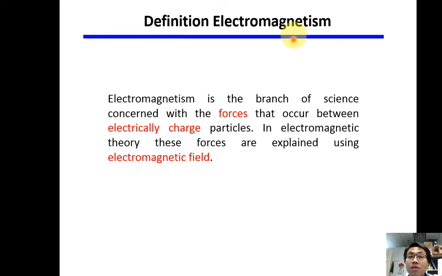So, the definition of electromagnetism. Electromagnetism is a branch of science that concerns the forces that occur between electrically charged particles. So when we talk about electromagnetism, it is actually a science. What is involved? Force. It involves the force generated by the electrically charged particle. In electromagnetic theory, these forces are explained using the electromagnetic field.